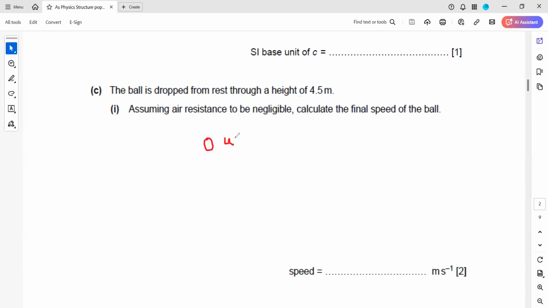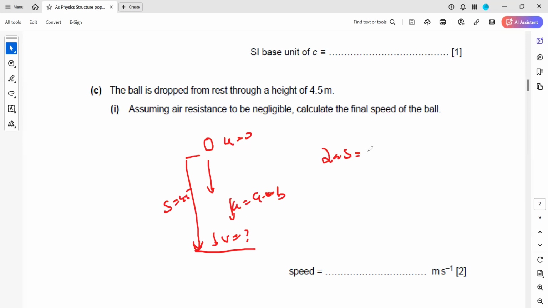Like here, initial velocity is zero. Look, when there is a one-dimensional motion, like an object moving downward, in that case I don't have to take negative displacement because I'm taking all the downward direction as positive. So the displacement will be 4.5 and acceleration is also downward, 9.8 meters per second squared. And I need the speed at which it hits. So if I use the equation of motion 2as equals v squared minus u squared, I will substitute the positive values as I'm taking all the downward direction as positive.